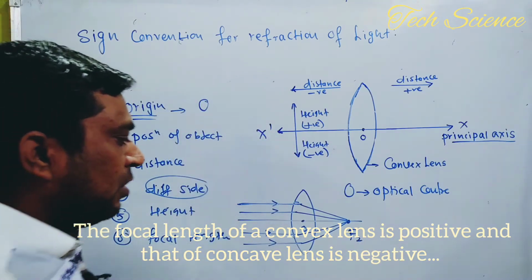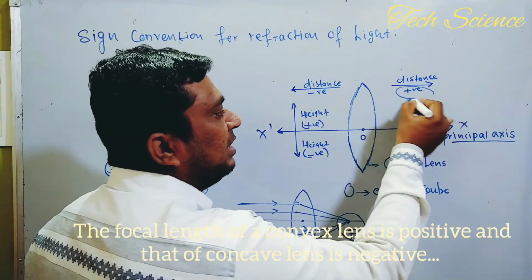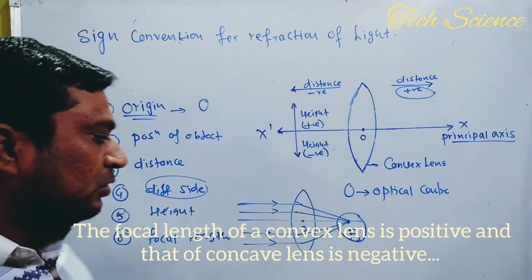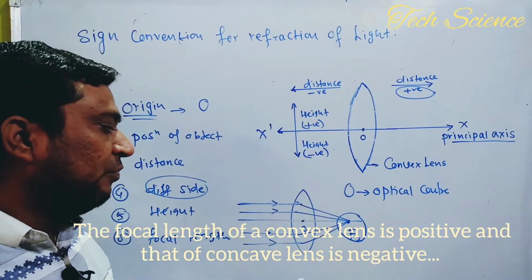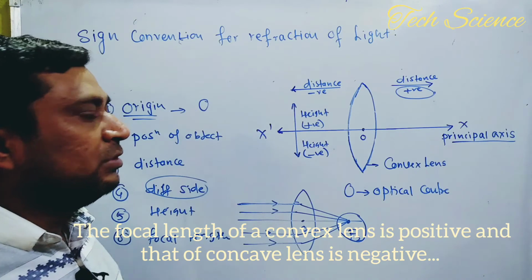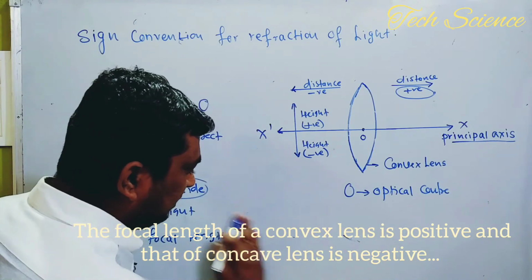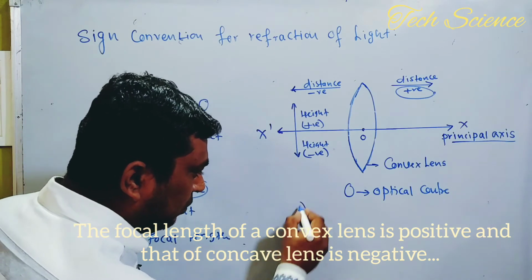So if you observe, what about the principal focus of the convex lens? If it is at the right hand side, then it is positive. That's why the focal length of the convex lens is always positive. What about the concave lens? Remember, now observe, this is the concave lens.